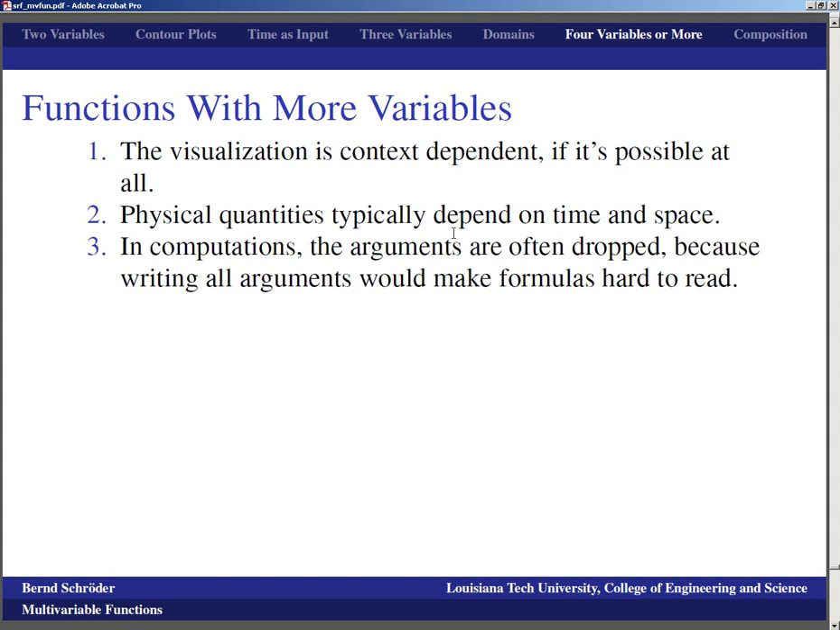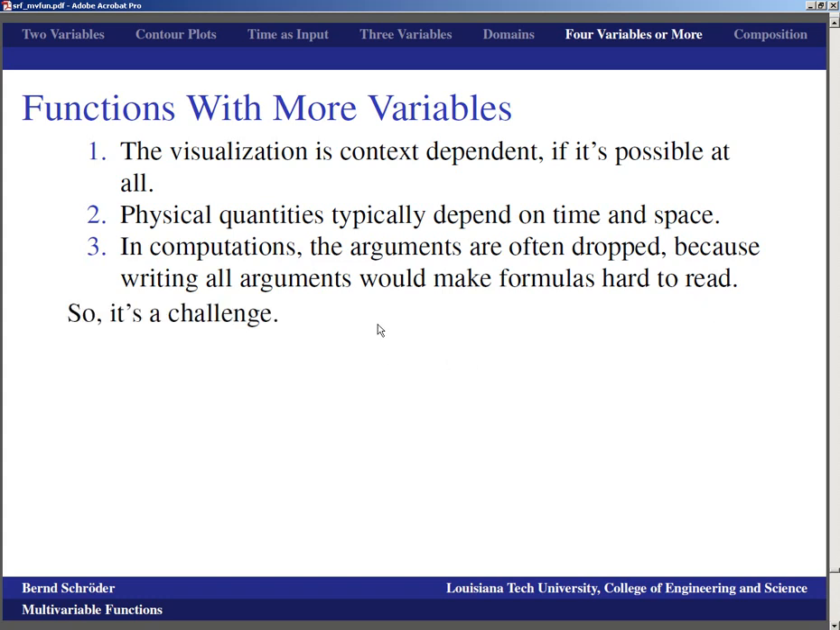So typically, first of all, there is a technical consideration, and that is in computation for these quantities, we drop the arguments because writing out all arguments would make formulas hard to read. Look at your physics classes. If you're looking at an equation like the ideal gas law, PV equals nu RT, well, nobody is going to put arguments x, y, z, and t behind the pressure, the volume, and the temperature. That is just something that is assumed that people know, and we will also go with that convention and typically drop the arguments because otherwise our formulas would be way too big.